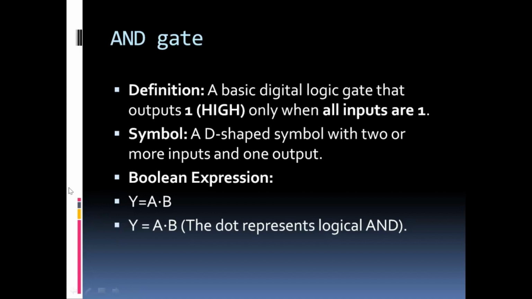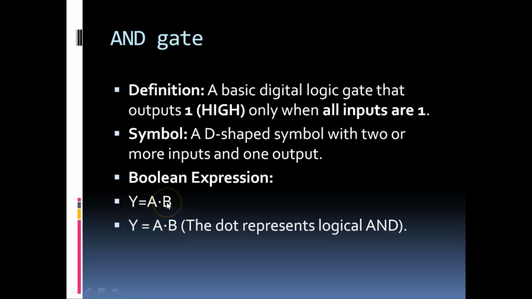So let's start with the AND gate. What is the meaning of an AND gate? It is a basic digital logic gate that outputs 1 only when all inputs are 1. Its symbol is a D-shaped symbol with 2 or more inputs and 1 output. We will understand when we see the diagram. The symbol we use for AND is a dot, where A is one input, B is another input, and Y is the output. Once the inputs A and B pass through the AND gate, Y is the output that we get.